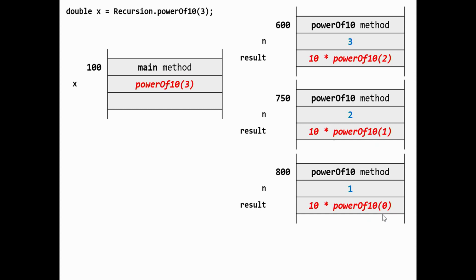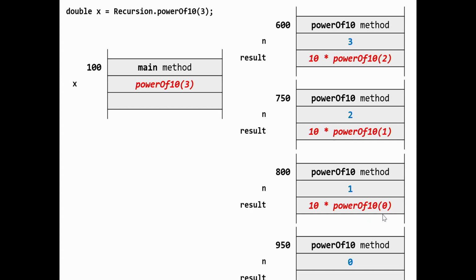Now power of 10 of 0 is another method call. That 0 gets stored here. Now this hits the base case of the recursive method, so the result is just 1, which is at the very bottom there. It's cut off a bit, but it's at the very bottom. So that version of power of 10 ends up with a result, and that result gets passed back to the caller.